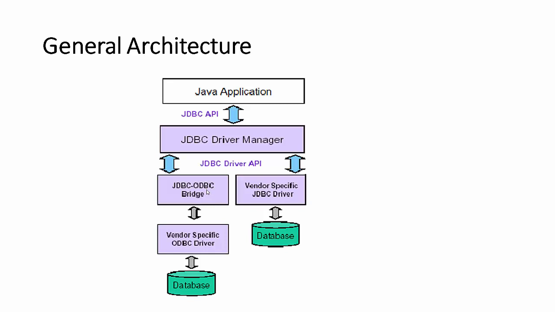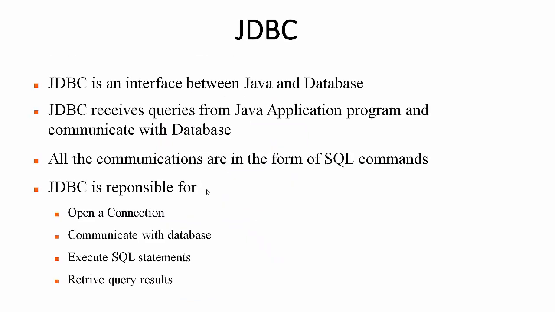The difference between the two is that one is proprietary, meant for paid usage, while ODBC is open database connectivity, which is freeware. Next, JDBC. JDBC is an interface between Java and the database. JDBC receives queries from the Java application program and communicates with the database. All the communications are in the form of SQL commands. JDBC is responsible for opening a connection, communicating with the database, executing the SQL statements, and retrieving query results.